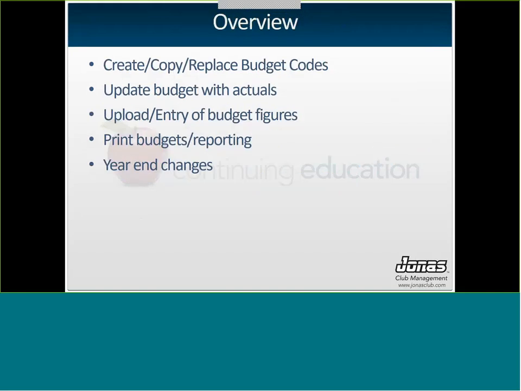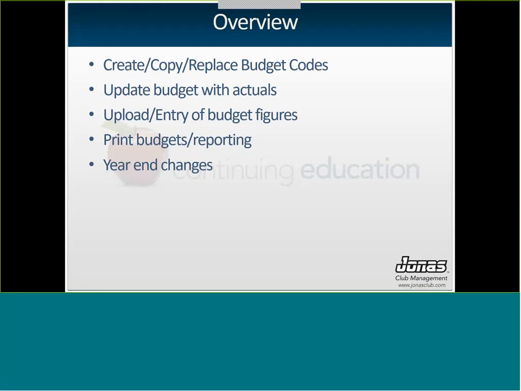So just as a general overview, what we'll be talking about today, we'll be talking about creating your budget code, copying and replacing budget codes. So budget codes in JONAS are 1 fiscal year worth of data. So you can have 1 fiscal year in 1 budget code. Whether that be January through December, or if your fiscal year is different, it's 12 months of budgeted data. So you need a code for every year, and you can have multiple codes per year. So we'll go over how to create those, how to copy them, how to replace them.